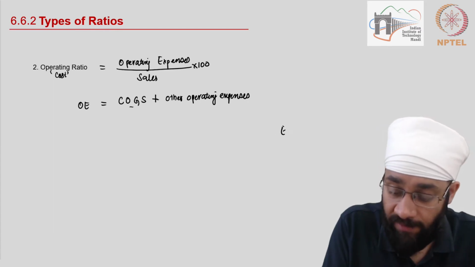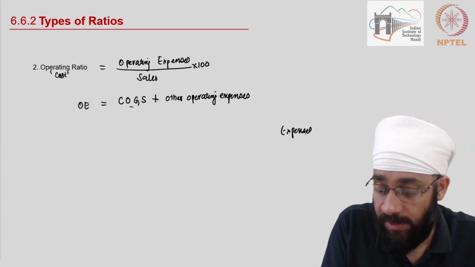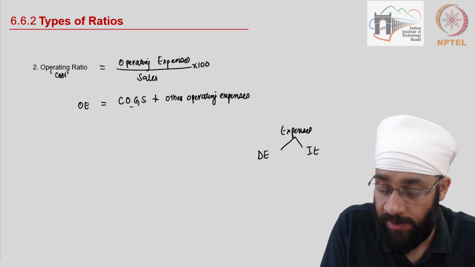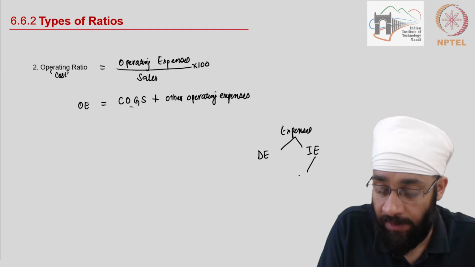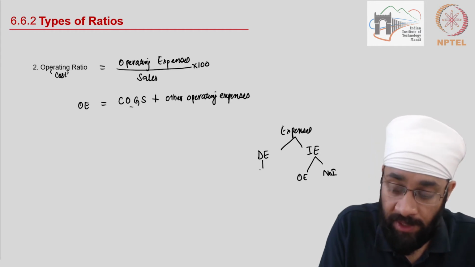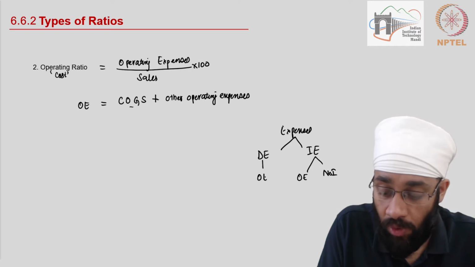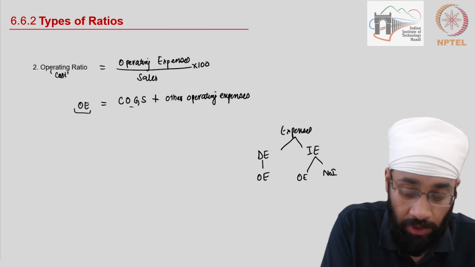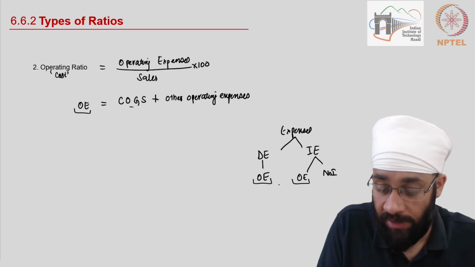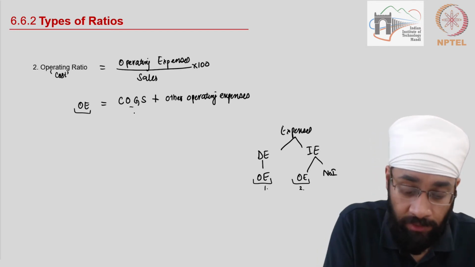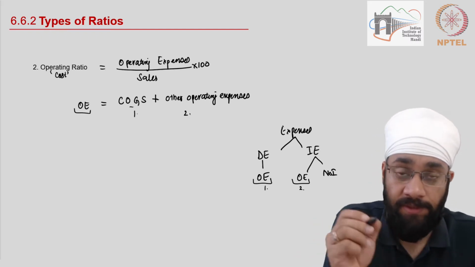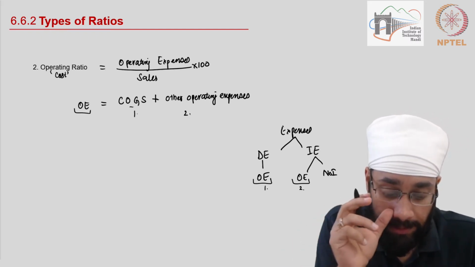So you have expenses categorized into direct expenses and indirect expenses. Indirect expenses can be operating expenses or non-operating expenses. Direct expenses are always operating expenses. So in order to figure out total operating expenses, you are looking for these two components, 1 and 2. This is how you get the operating expenses.